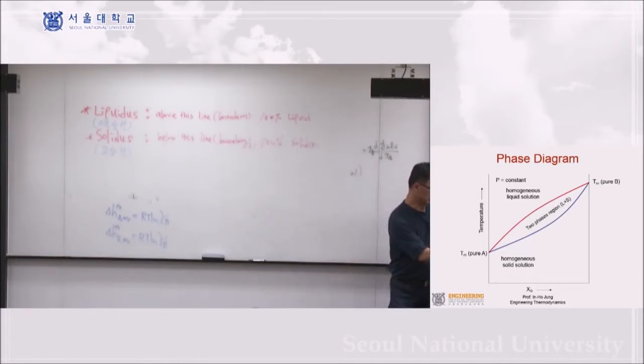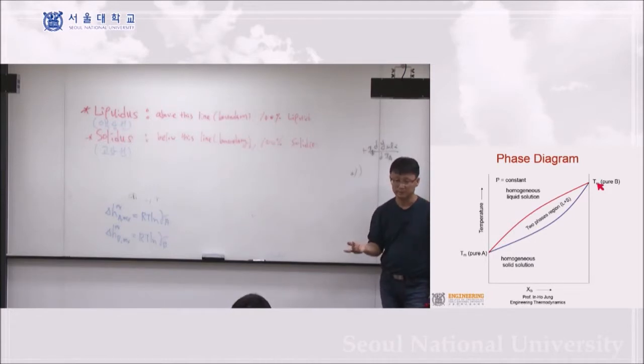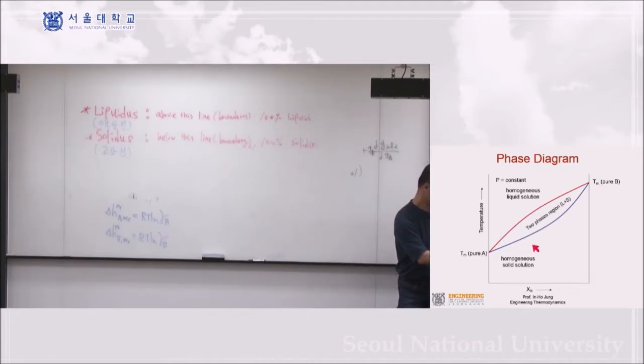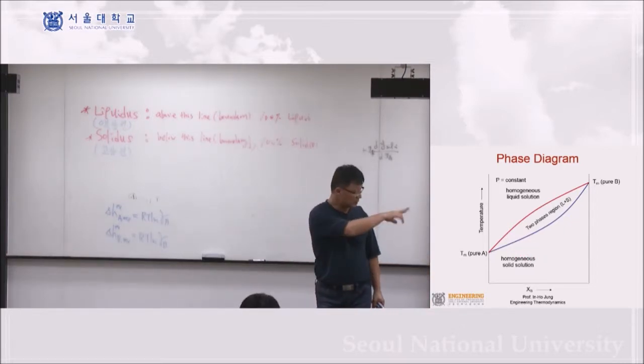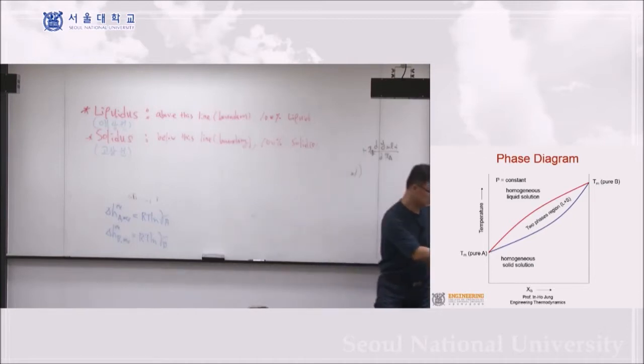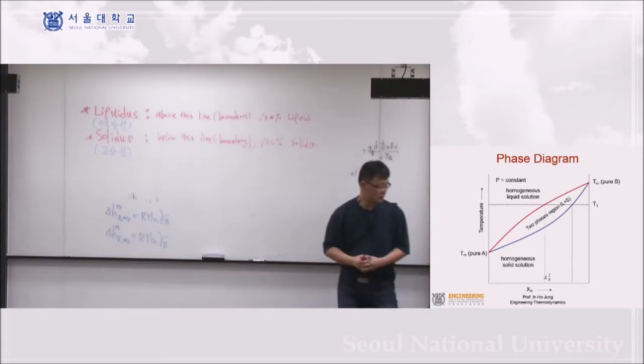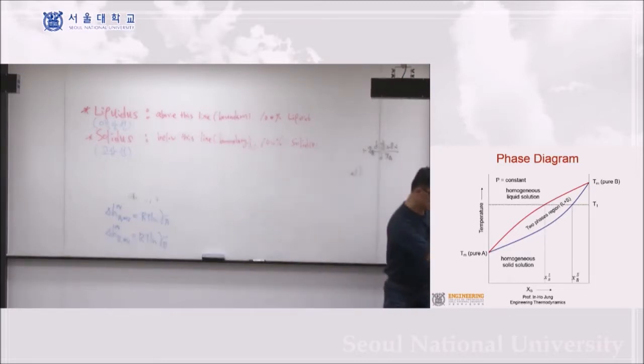Okay? So this red line, look at this. At the given composition, above this line, everything is liquid. So this red line is the liquidus line. And below this one, everything is solid. So this blue line is the solidus line. Okay? So in this case, it's very simple, solidus and liquidus. But in some cases, it's a little bit complex. Okay? I'll explain this one.